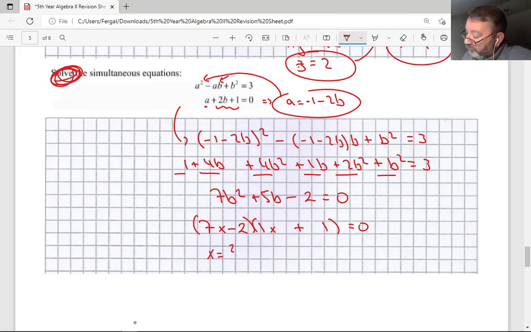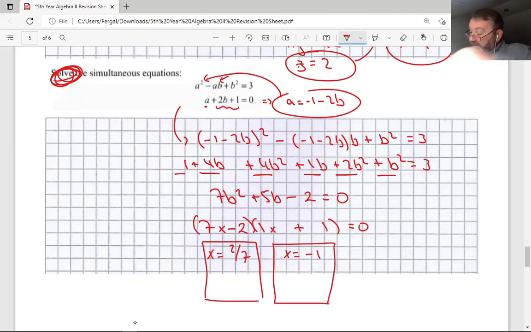b equals 2 over 7, or b is equal to minus 1. Now, we've got to get corresponding values for a. So we go back up here and figure out, well, what is y? Oh, sorry, that's x. What am I dealing with? It's b, isn't it? Oh dear. That's b. That's b. That's b. And that's b. Okay, let's put them in, because it's an equation in b. So b is equal to 2 over 7. And b is equal to minus 1.